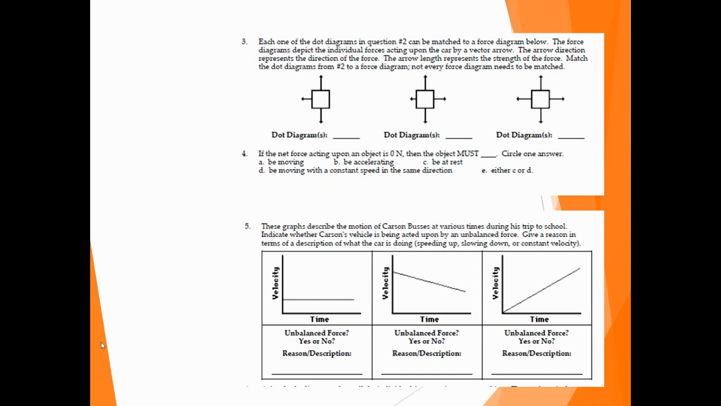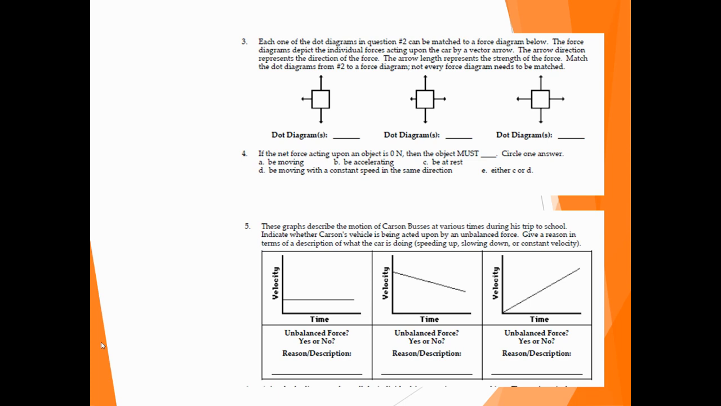So number 3, each one of the dot diagrams in question 2 can be matched to a force diagram below. The force diagrams depict the individual forces acting upon the car by a vector arrow. The arrow direction represents the direction of the force. The arrow length represents the strength of the force. Match the dot diagrams from number 2 to a force diagram, and not every force diagram needs to be matched.